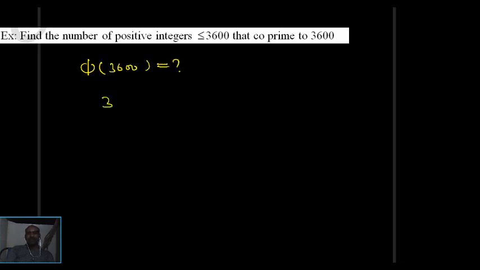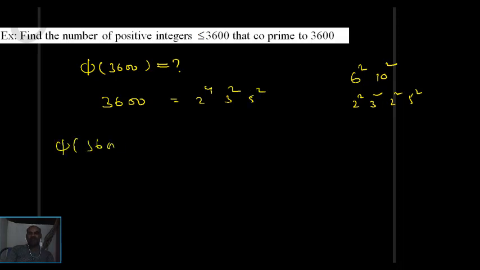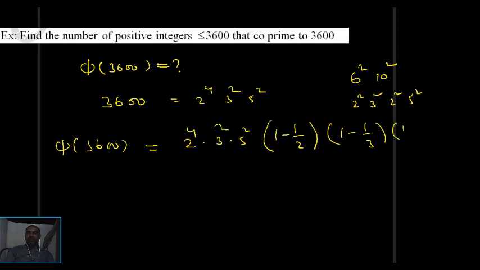Prime factorization of 3600: 6 square into 10 square, that is 2 square into 3 square into 2 square into 5 square, which is equal to 2 power 4 into 3 square into 5 square. Now phi of 3600, according to the formula, is 2 power 4 into 3 square into 5 square into (1 minus 1 by first prime), (1 minus 1 by second prime), (1 minus 1 by third prime).